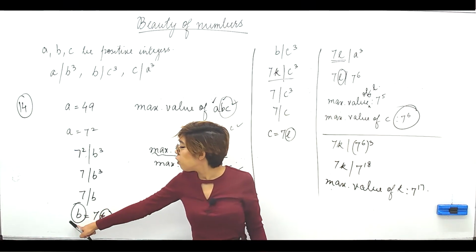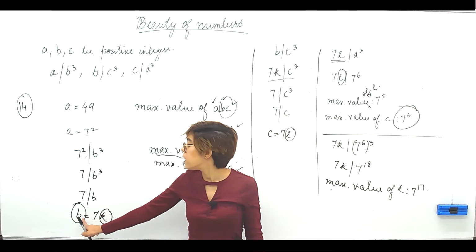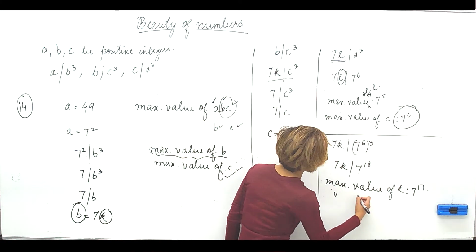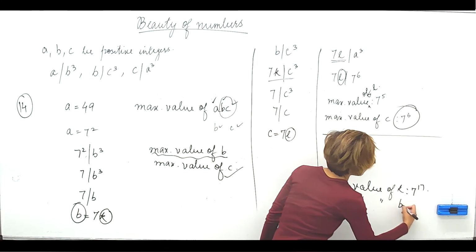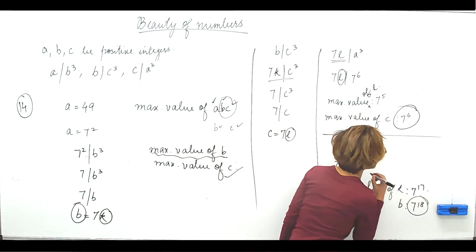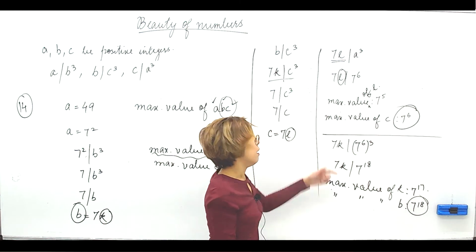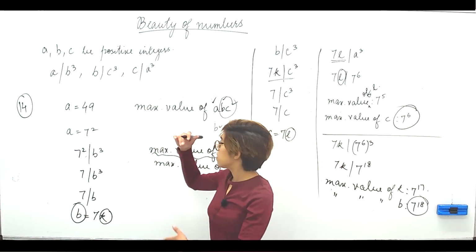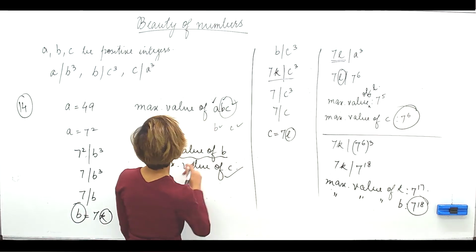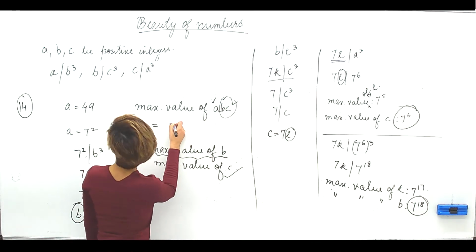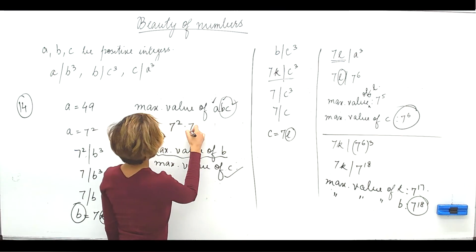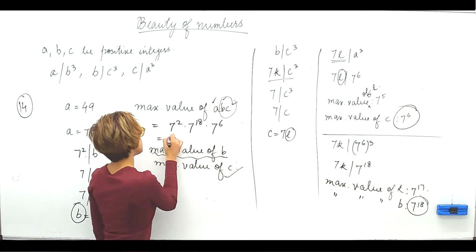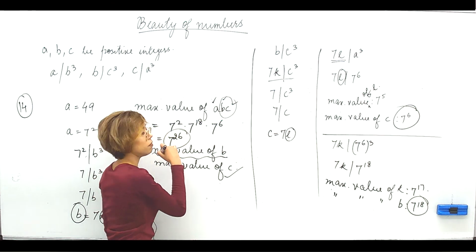Now the maximum value of B will be 7 into 7 raised to power 17, which is 7 raised to power 18. So the maximum value of B is 7 raised to power 18. Then I have the maximum value of C, I have the maximum value of B, and I already know what A is, so that's it. We find the maximum value of ABC here, which is 7 square into 7 raised to power 18 into 7 raised to power 6, which is 7 raised to power 26, which is your answer.